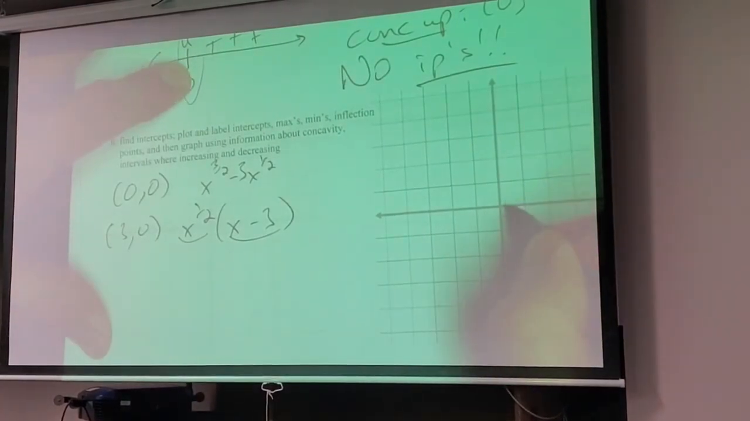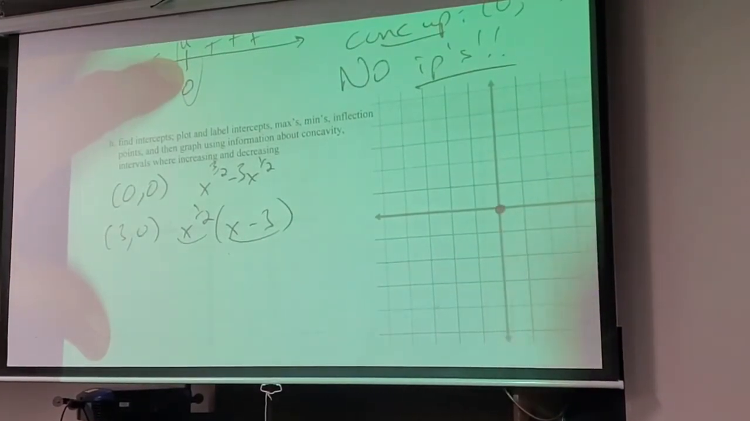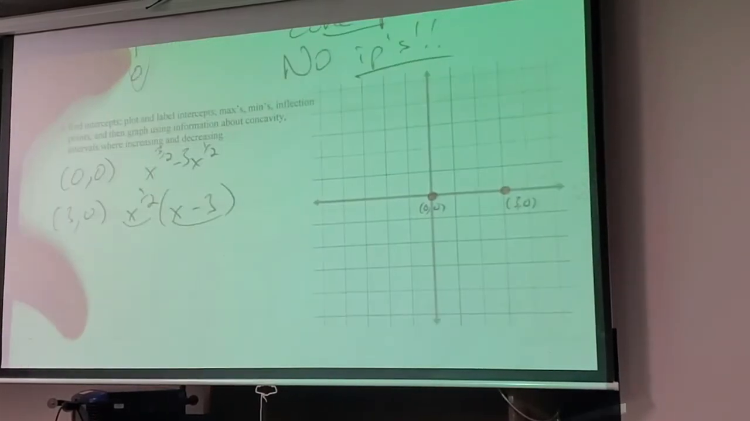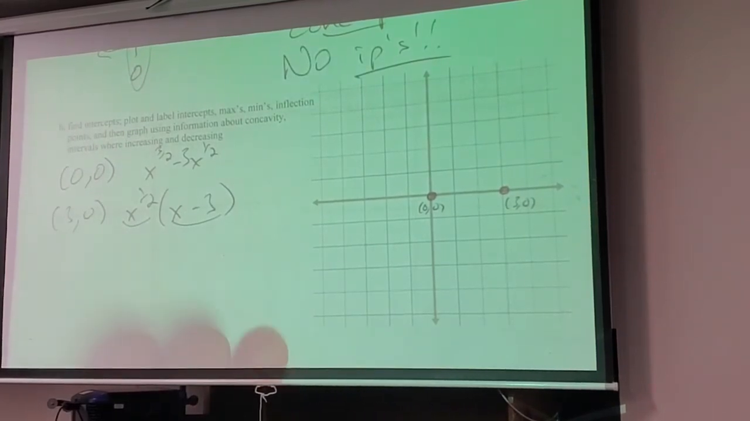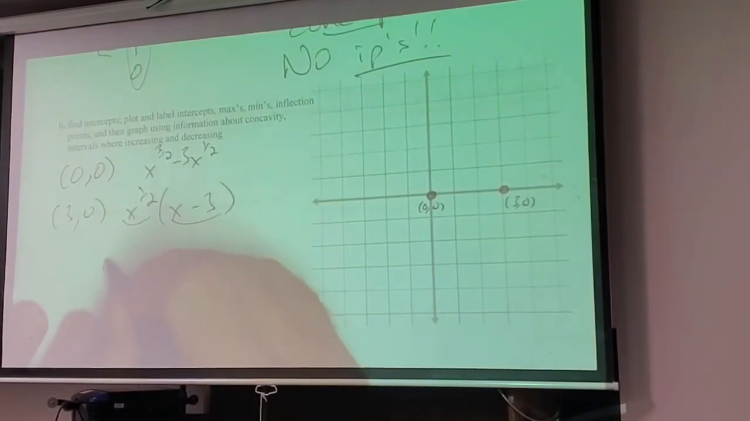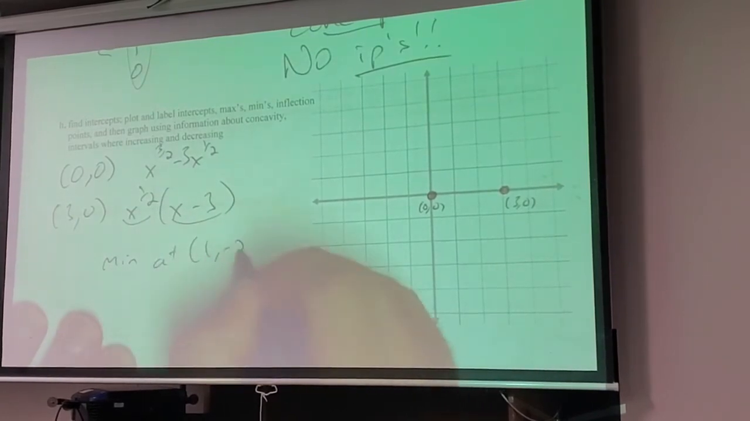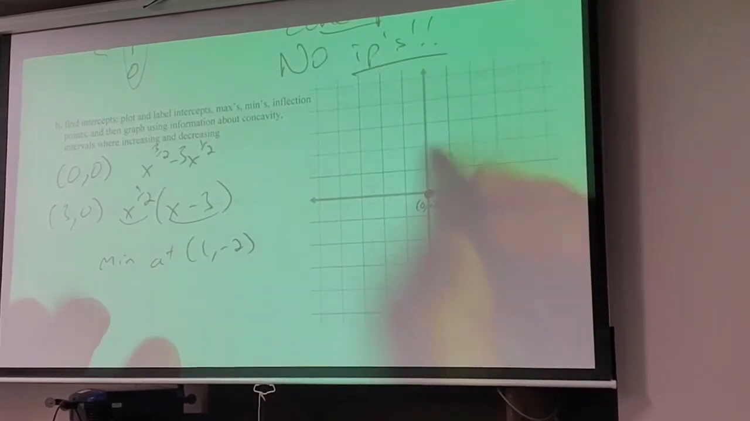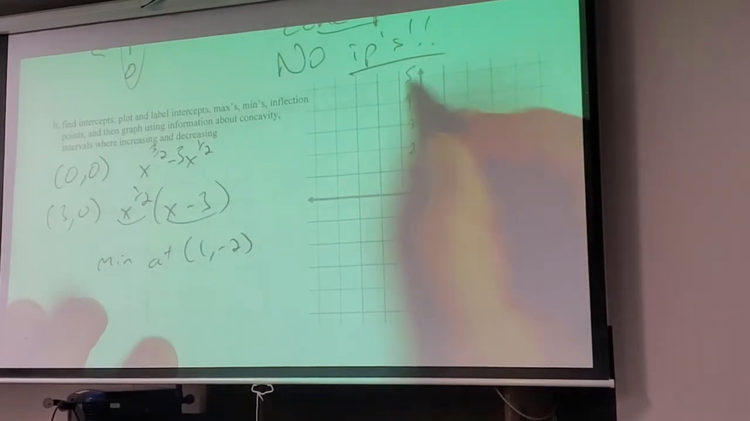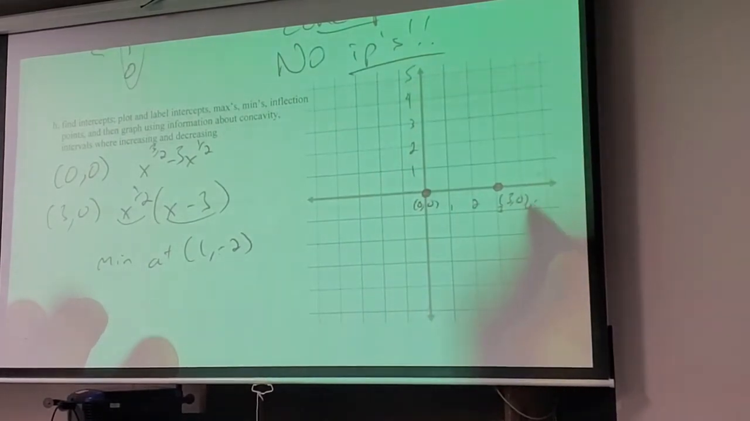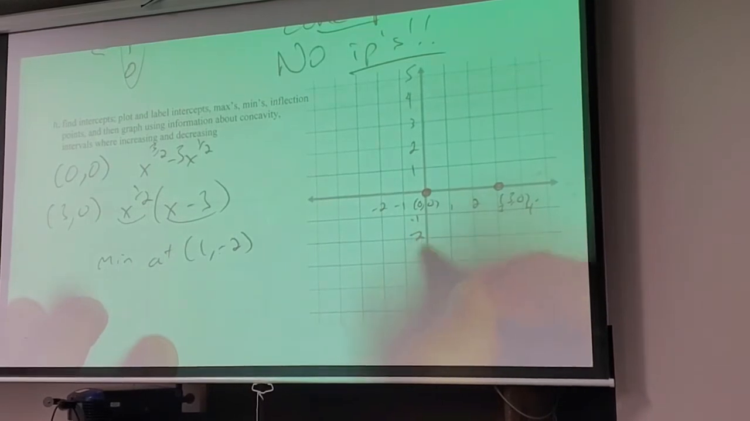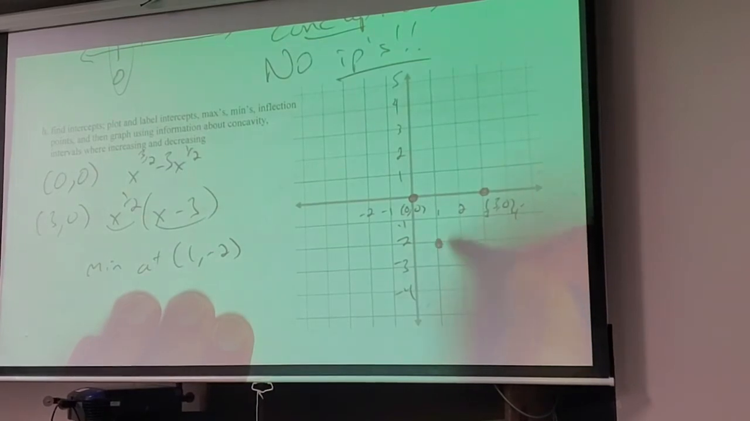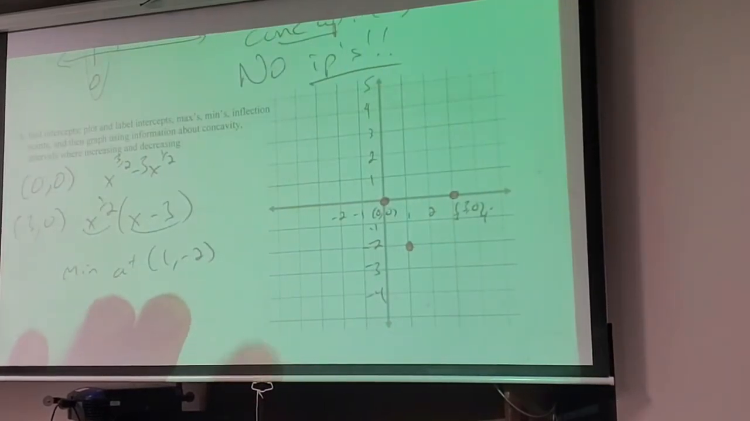Let's see. Plot and label intercepts. So there's this one. There's this one. So this is (0, 0). This is (3, 0). I don't know why I said label them. Maxes and mins. So I got a min at (1, -2). No max. So let's see. It looks like I can just use a scale of 1. Scale is going to be a big question on these problems for you guys. So there's a min at (1, -2). Let me put min.